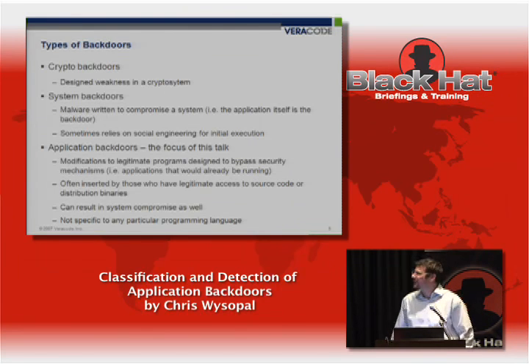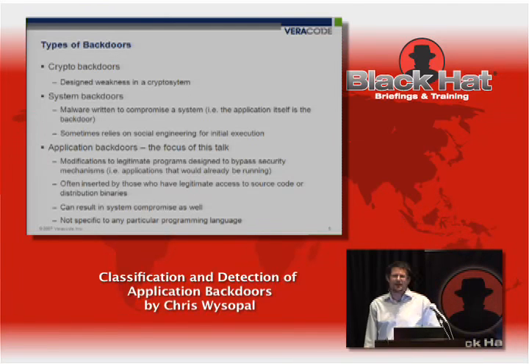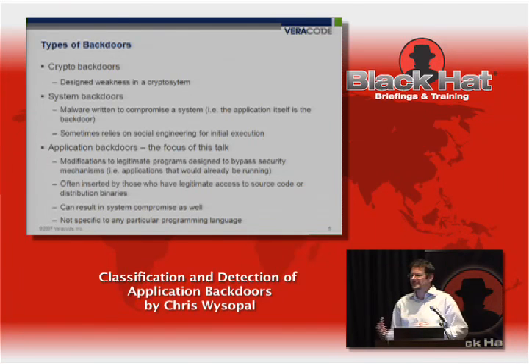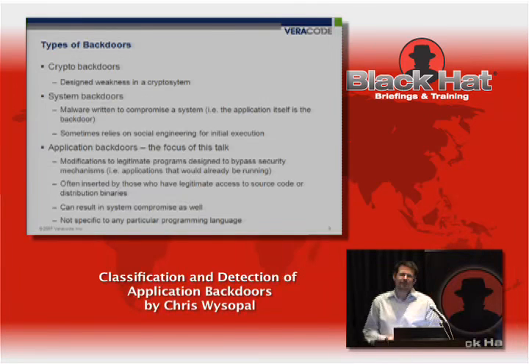So just to break down into three major categories of backdoors that people often talk about. First one is a crypto backdoor. This is where the person who designed the crypto system has designed a weakness in the system that, if they know about the weakness, makes the work factor for them to decrypt messages a lot easier.